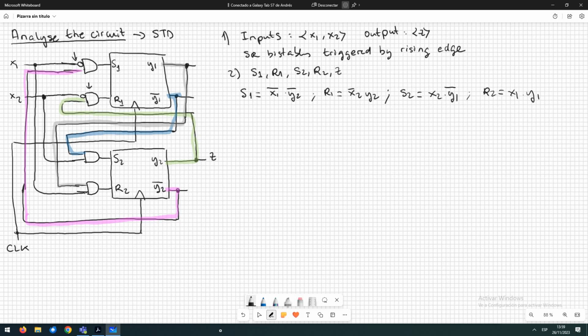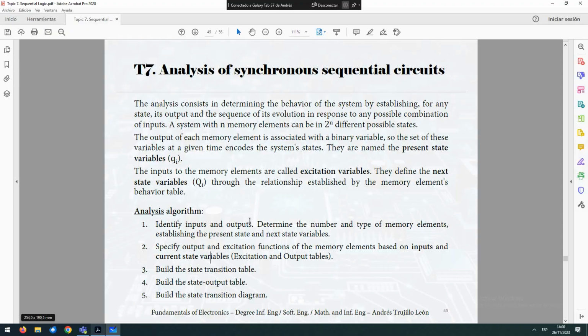And what's the output? The output is directly Y2. So looking at the slide, we already have the functions, and now we have to build the excitation table. That was the last table that we built when designing a circuit.